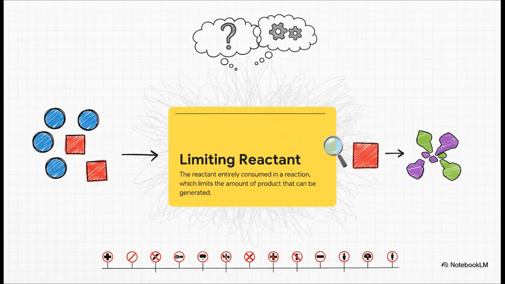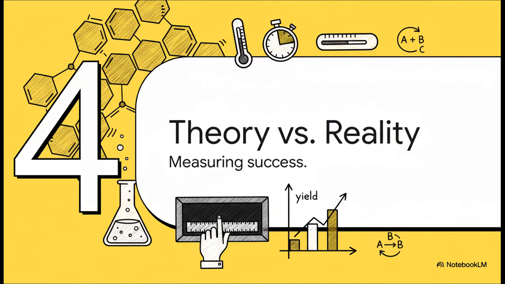And here's the formal definition, just so we have it. The limiting reactant is just whatever gets completely used up first. It's the thing that slams the brakes on the reaction and decides the absolute maximum amount of product you can possibly make. Okay, so we know reactions have limits, but how do chemists actually measure how successful, or how efficient, a reaction was? How do you grade a chemical process?